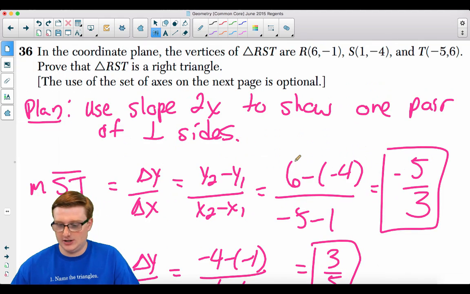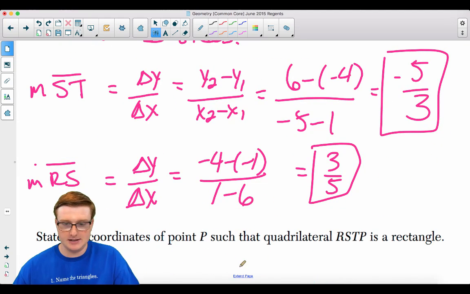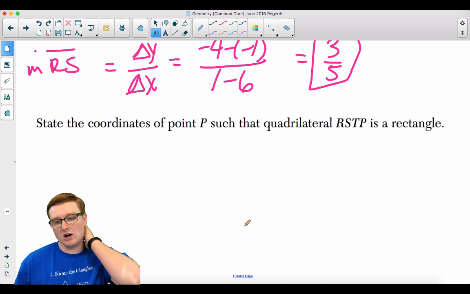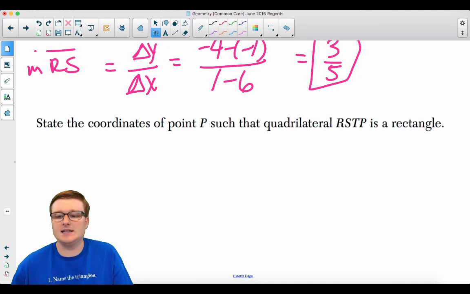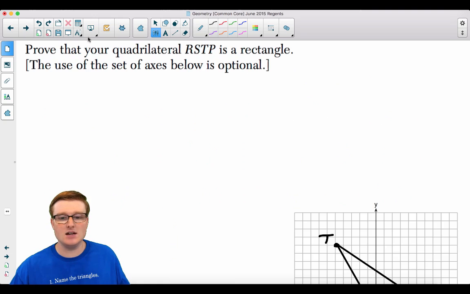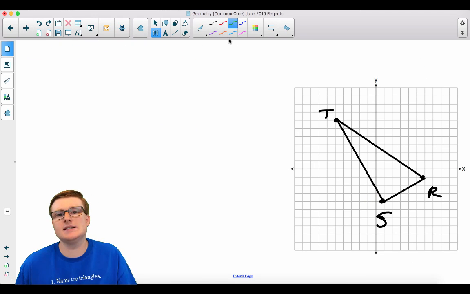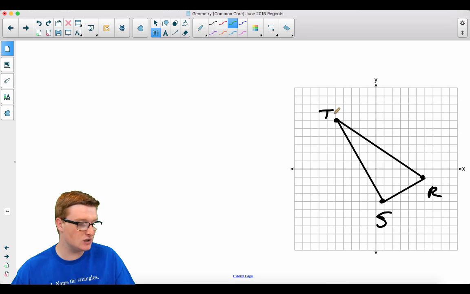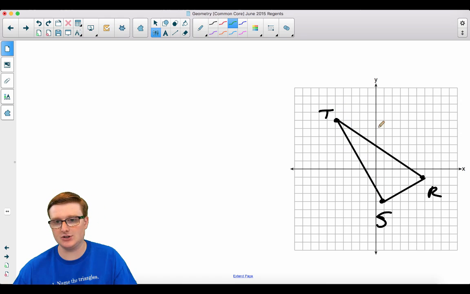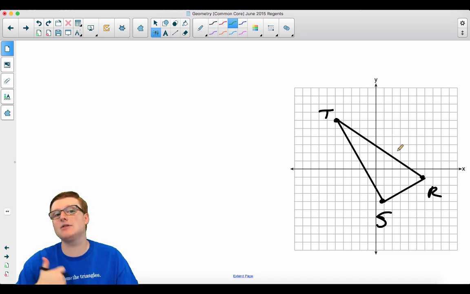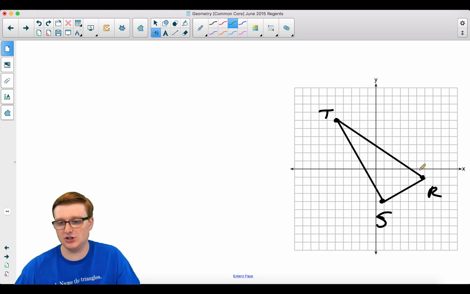Now there's a follow-up question, and it says here, state the coordinates of point P such that quadrilateral RSP is a rectangle. So I'm going to graph it. In a rectangle, opposite sides are parallel, and the adjacent sides are perpendicular. So the slope of TS, we just found out, is negative 5/3. The slope of the parallel line has to be negative 5/3 as well.